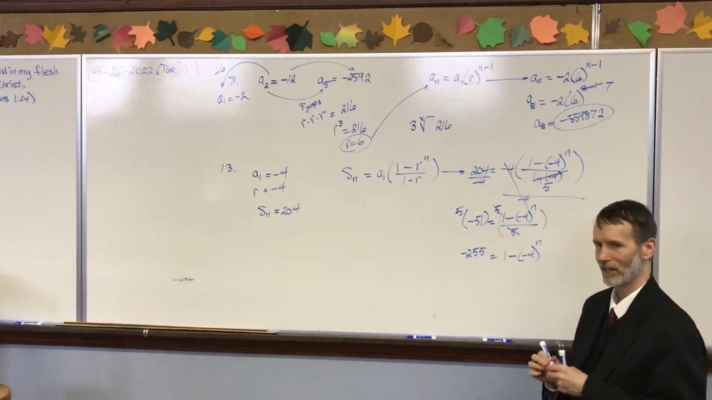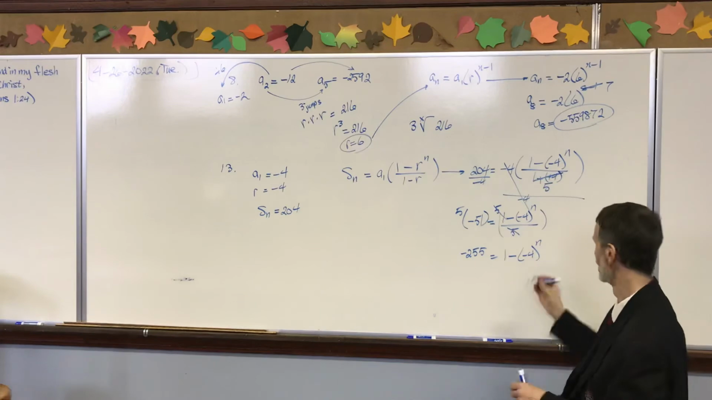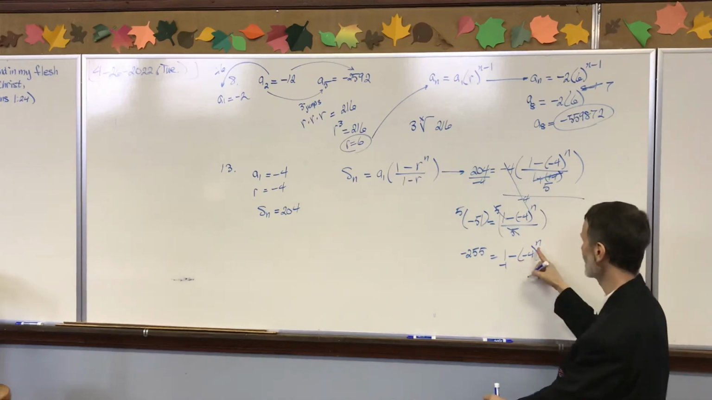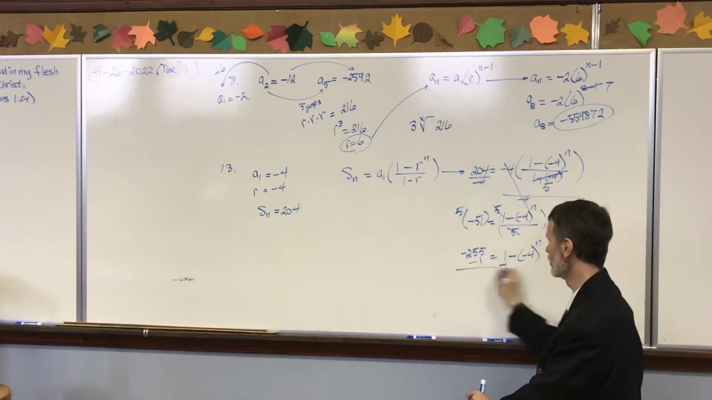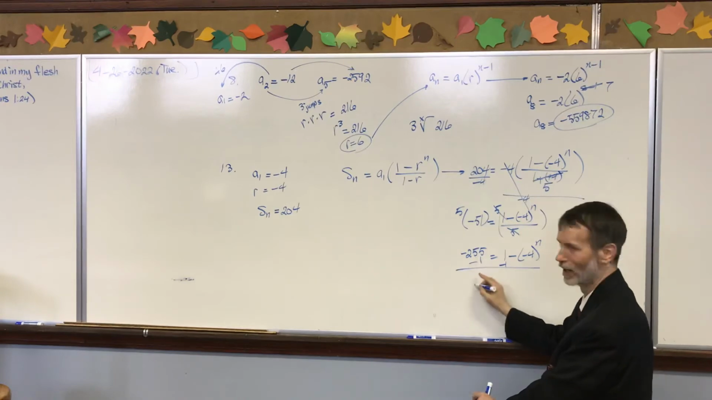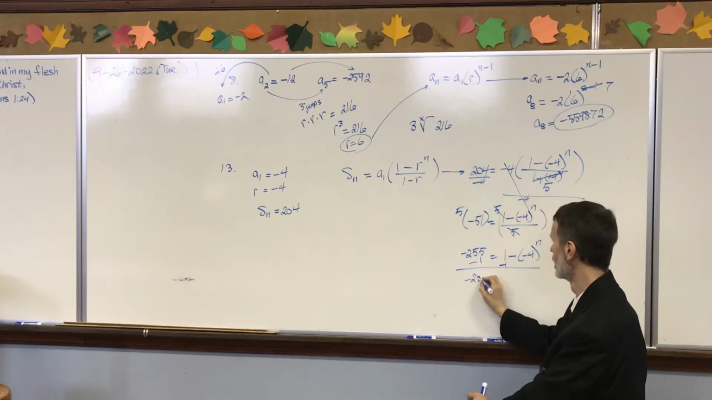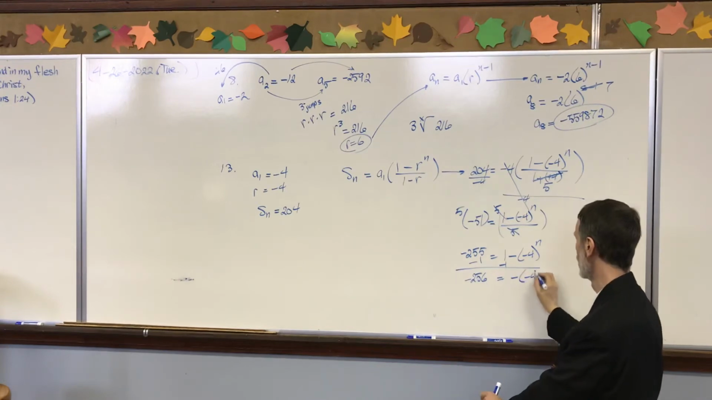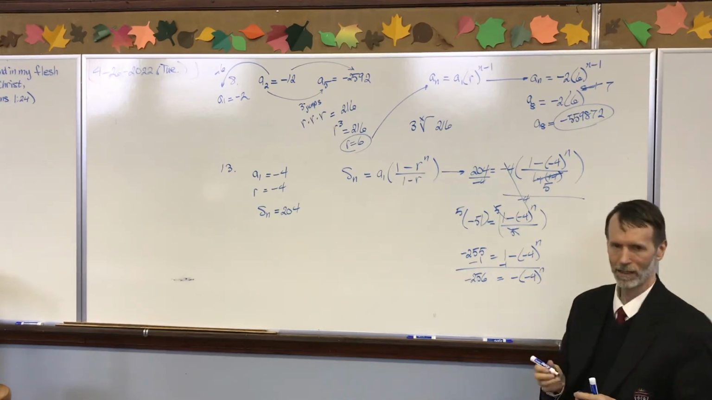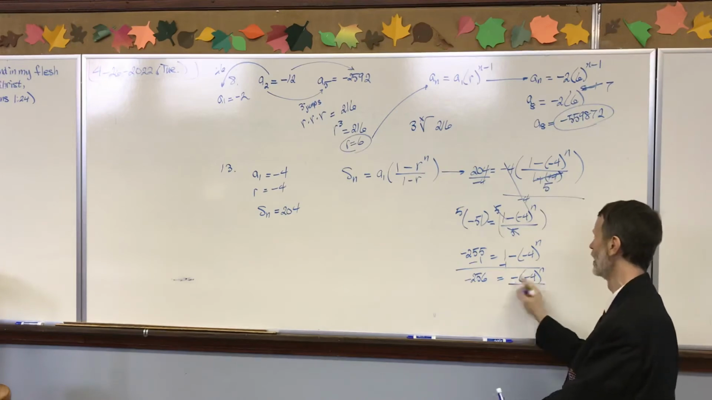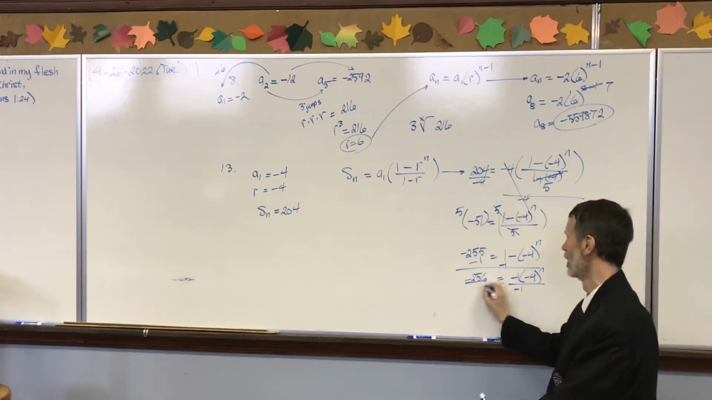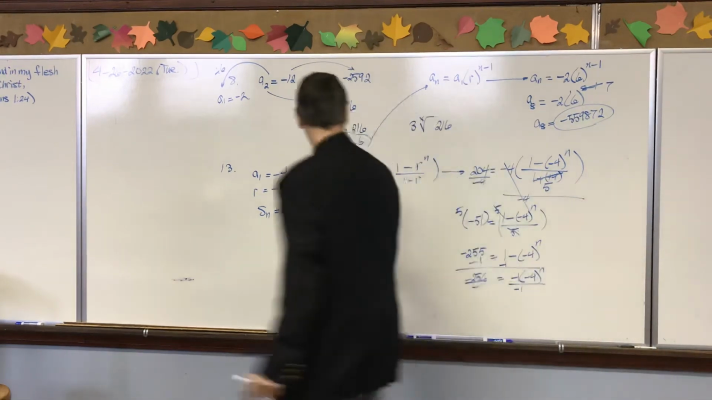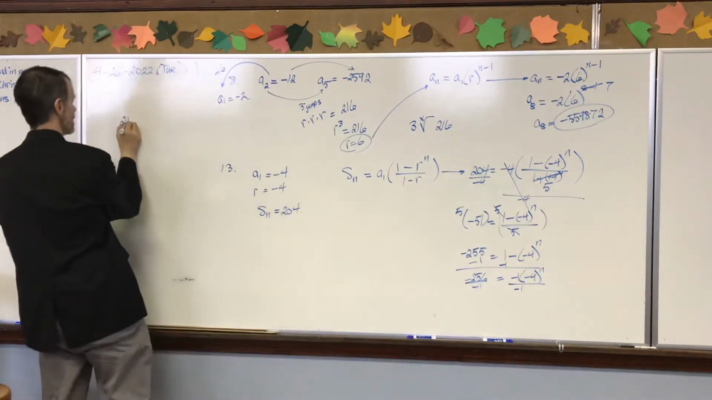So, Mary, take over. Subtract 1. You cannot get this out of the way yet. What's -255 minus 1? Or 256. Yeah. Equals negative, parentheses, -4 to the n. Divide by -1. There's a 1 hiding here. Let me write it up here. So we've got 256 equals what?